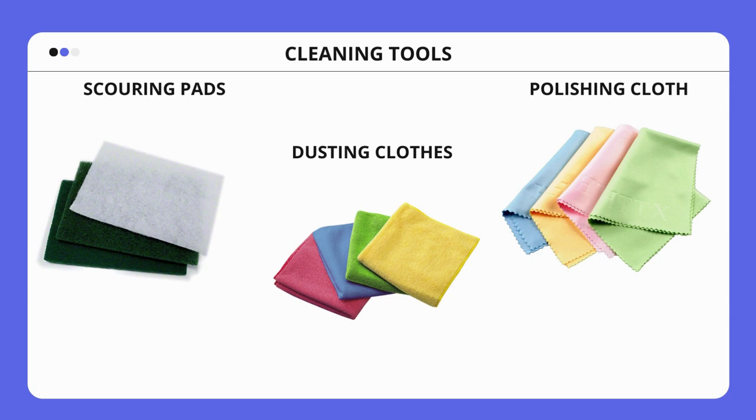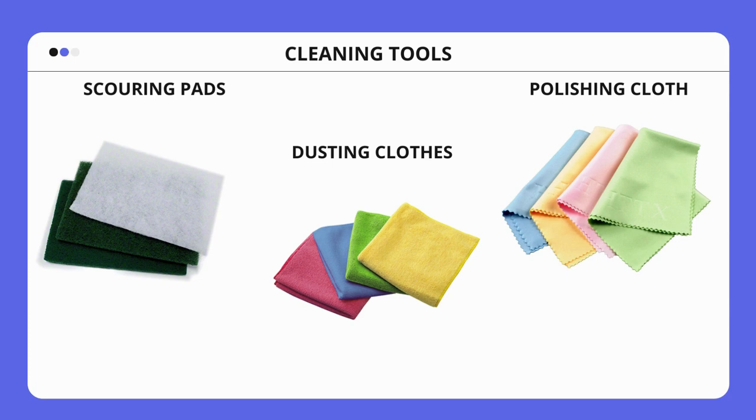Scouring pads. There are two colors, the green and white pad. Green is used for scrubbing rough, dirty surfaces. White is used for cleaning painted surfaces, marble, porcelain, and mirrors. Dusting cloths. These are used to wipe or dust wooden and painted parts. This can be a towel, cloth-like.